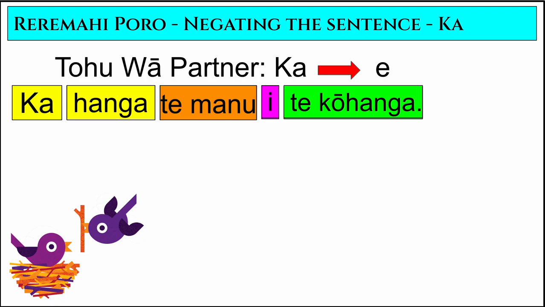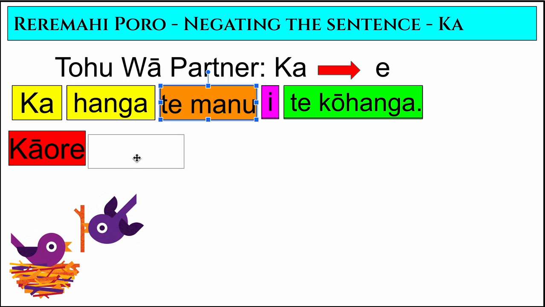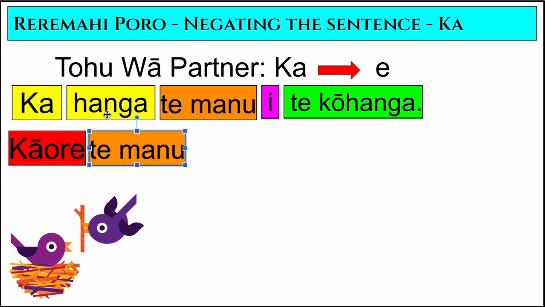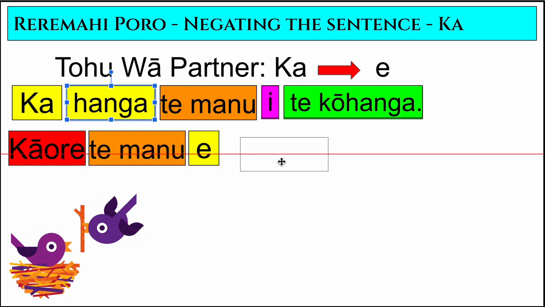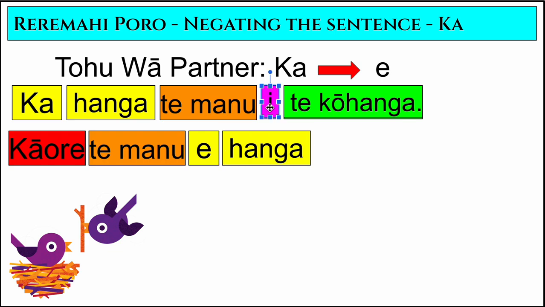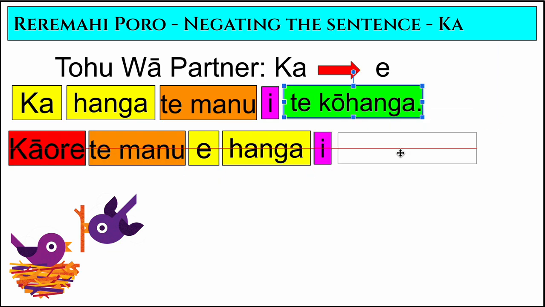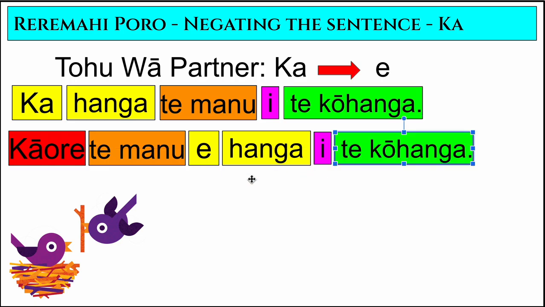Moving on, we've got our future tense marker, ka. Remembering that the negative tohuwa partner for ka is e, so let's negate it. Kaore. Bring the kaimahi forward. Kaore te manu, e, hanga. And then the pūhono and the taunga sit at the end of the sentence.